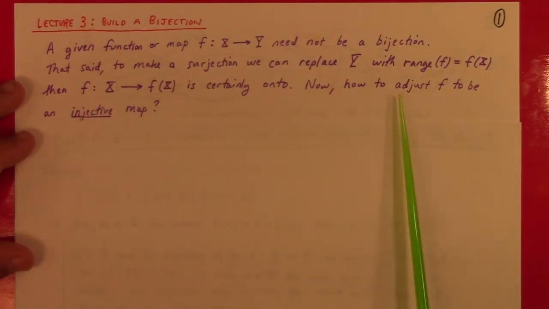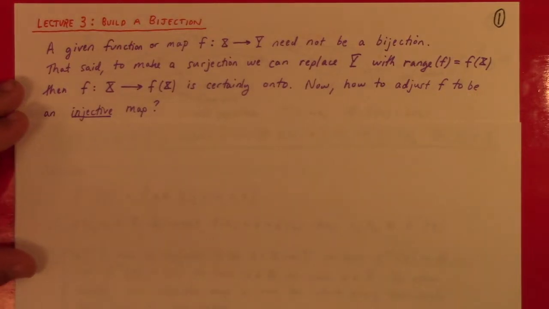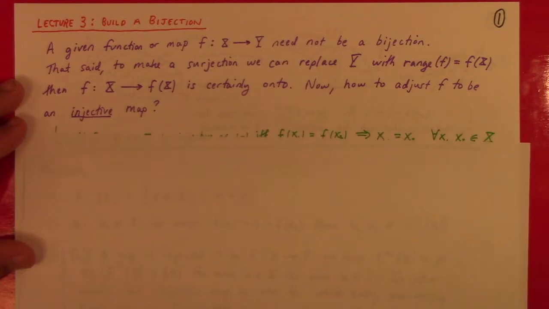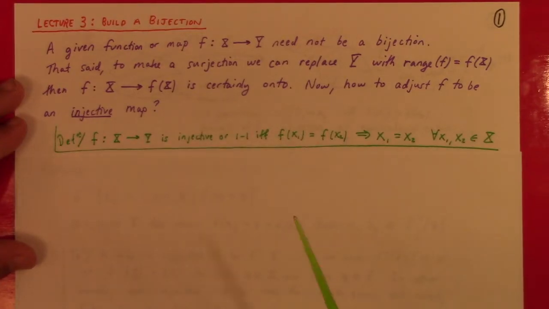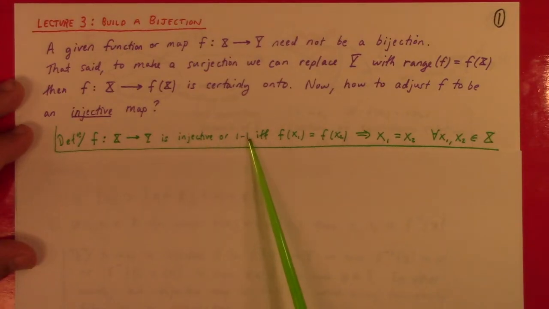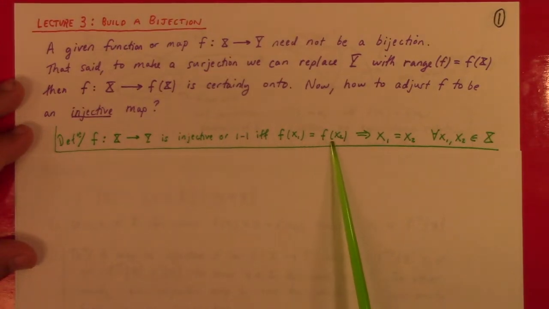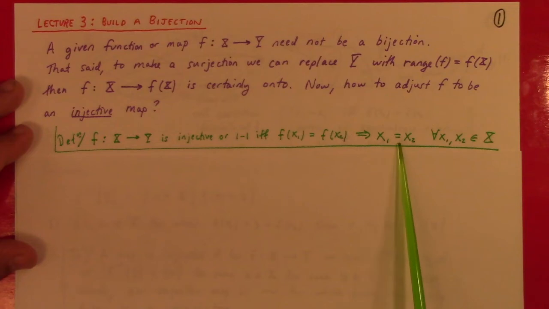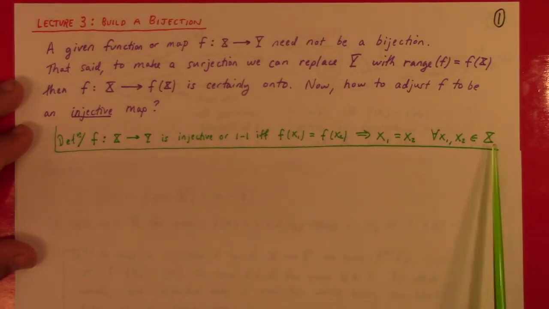Now the question then is, how can we adjust f to be an injective map? So let's drill down into that. What was a one-to-one map? f is injective or one-to-one if f(x1) equals f(x2) implies x1 is equal to x2, for all pairs in the domain. All right.